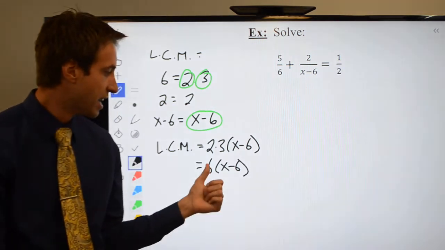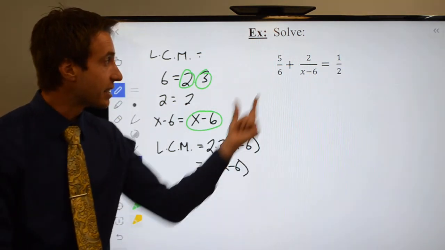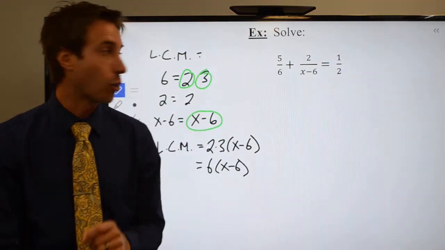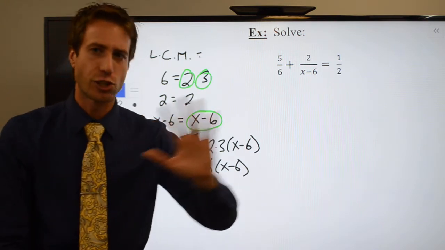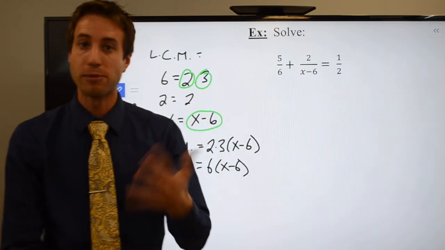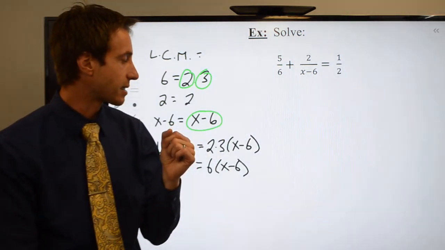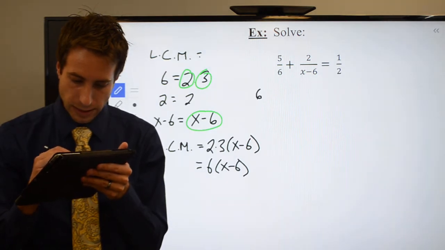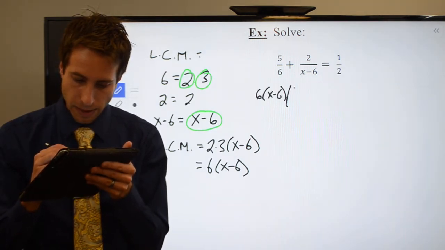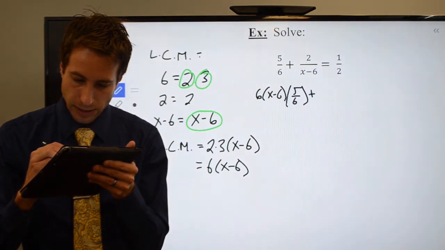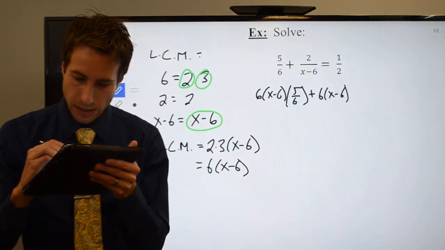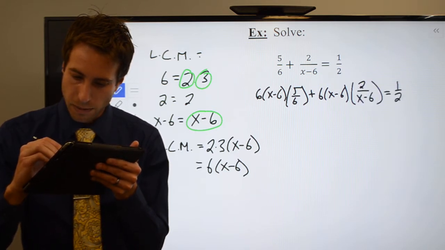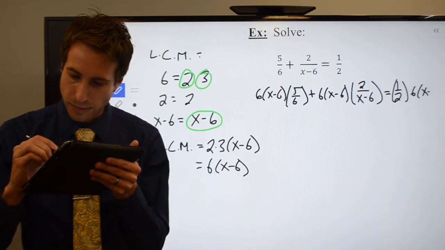All right, so there's my LCM, 6 times x minus 6. I'm going to multiply this by each term in the original rational equation. Again, there's a number of steps I showed you on the previous page that we can skip, so I'm just going to jump straight to it. I'll multiply this guy by x minus 6, multiply this guy by x, and so here's what it's going to look like. 6 times x minus 6 multiplied by 5/6, plus 6 times x minus 6 multiplied by 2 over x minus 6, is equal to 1/2 multiplied by 6 times x minus 6.